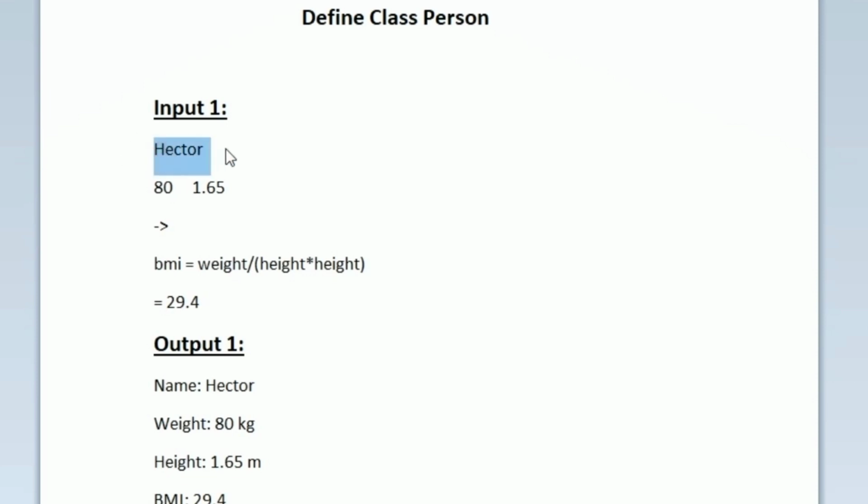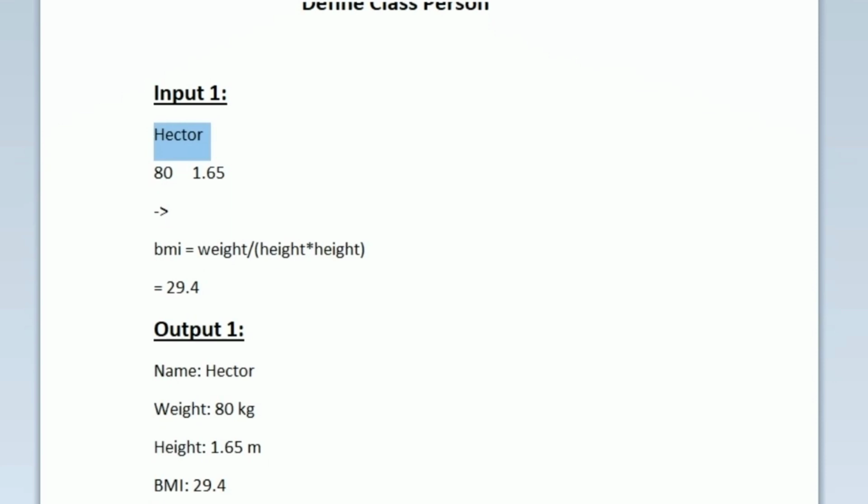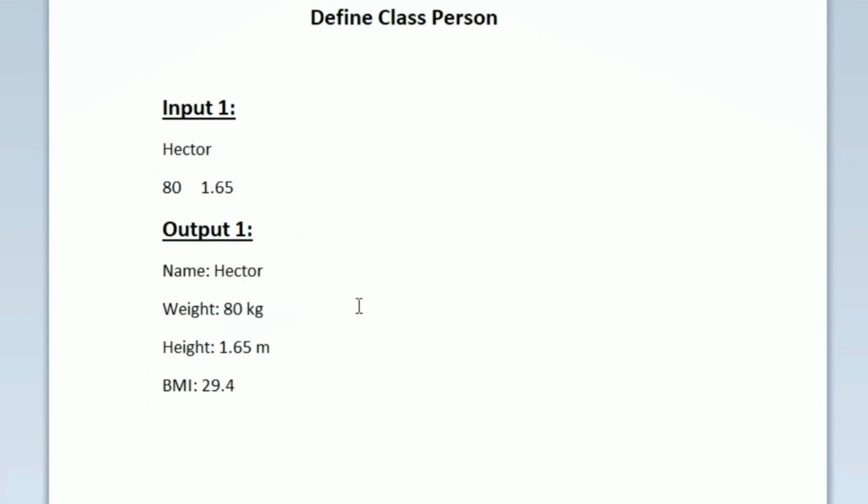So this is how we have to calculate the BMI, and while printing our output, we have to print all the details. So first name Hector, and then weight 80 kilogram, and then height 1.65 meter, and then BMI 29.4. So this is how we should be printing the output. But here our task is to define a class named person which will be doing all this function. So let us see the code which is already given.